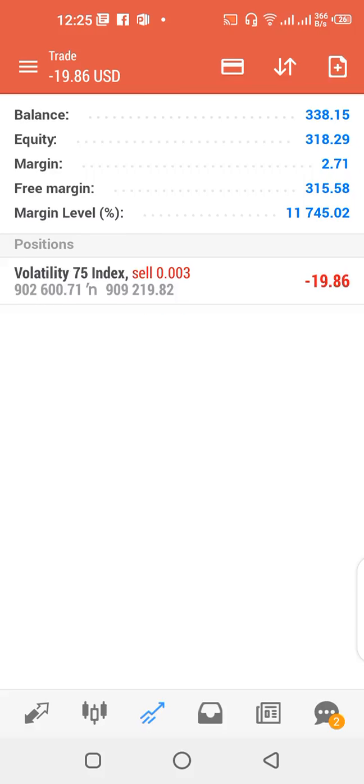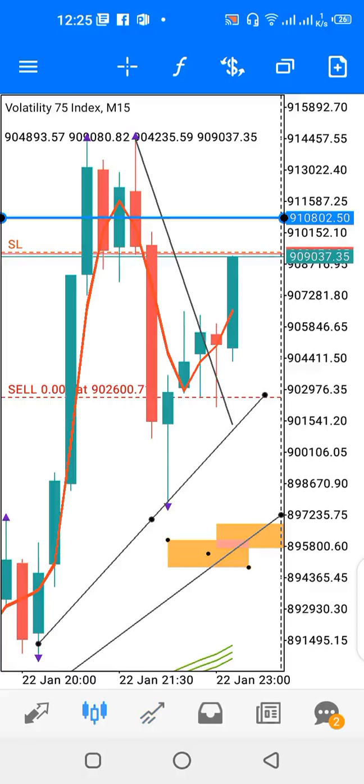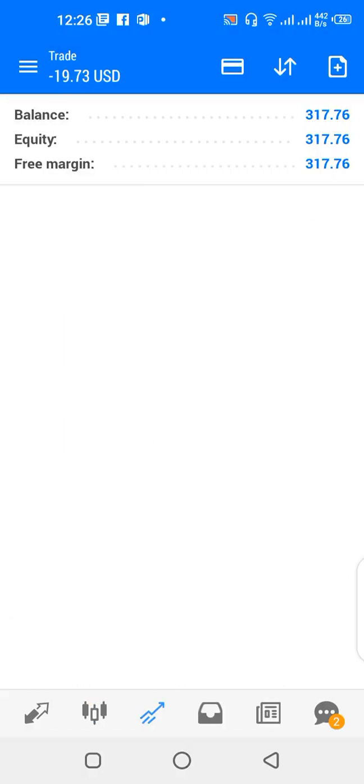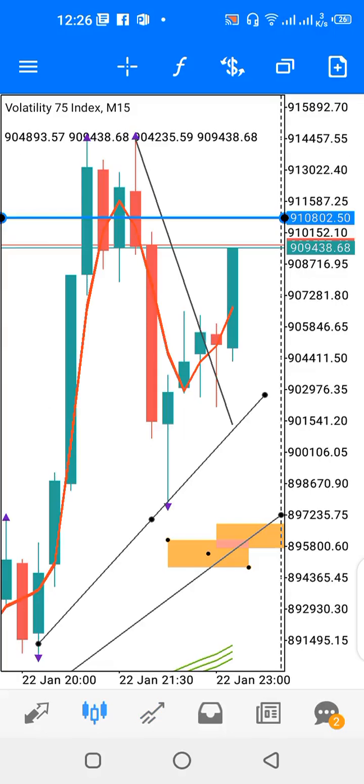We are at break even and it's in profit as price gets closer to our TP. Okay, price has kissed it and closed out. You can see the trade is closed. It was a successful one.